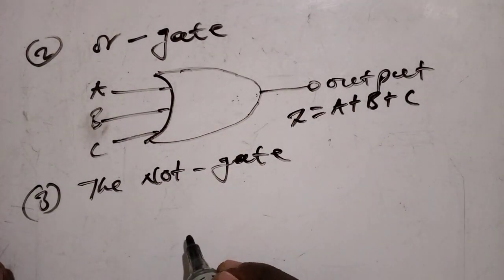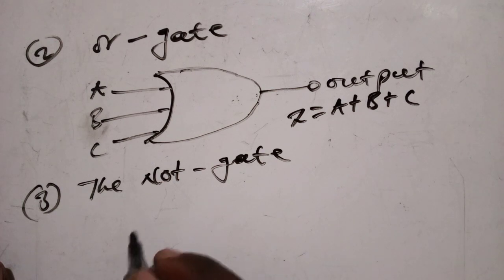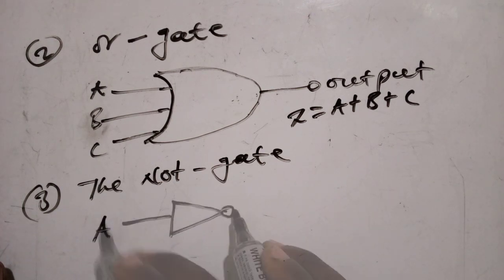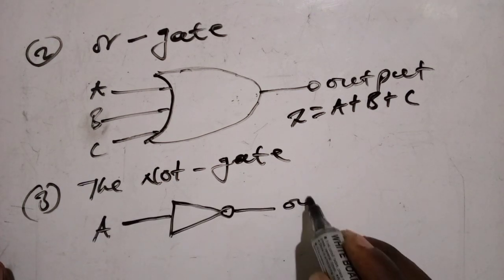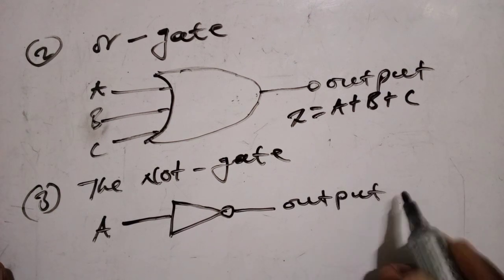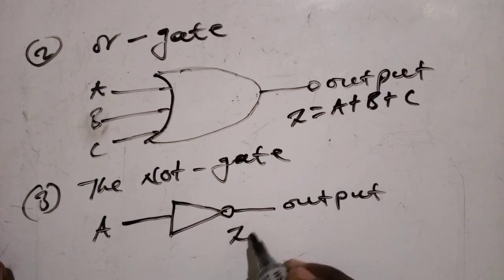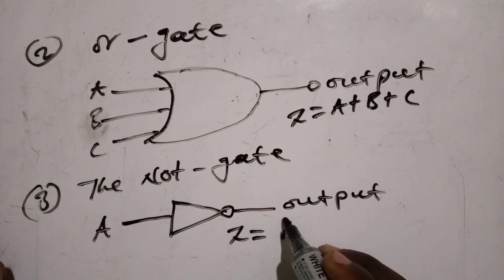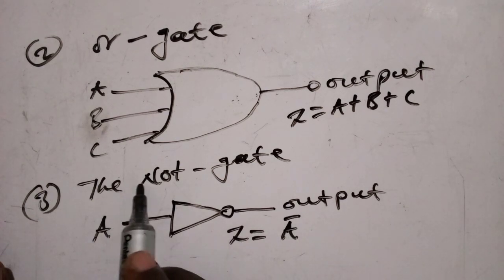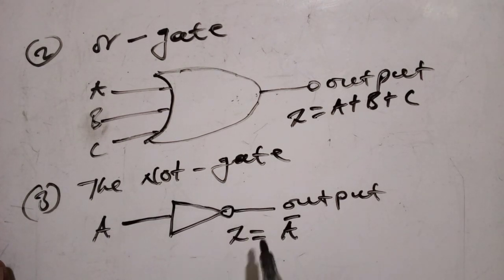The NOT gate, its diagram is shown like this, with the output here. Z is equal to A bar, because it is a NOT gate. So that means for this input A, the output will be A bar.